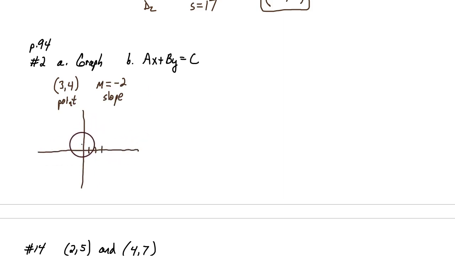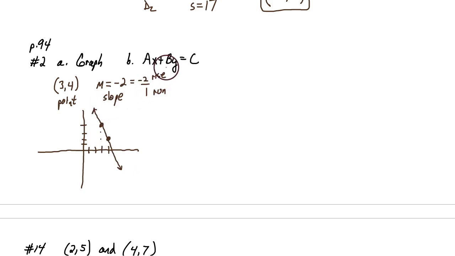Here's the point 3, 4. Let's interpret our slope as a ratio, -2 over 1. The top number is rise, the bottom number is run. Because the rise is a negative number, we're really going to move downward. I'm going to put one more mark on there so I can run to the right one spot. From this dot, go down 2 units and right 1 unit. Then draw a line through the dots.